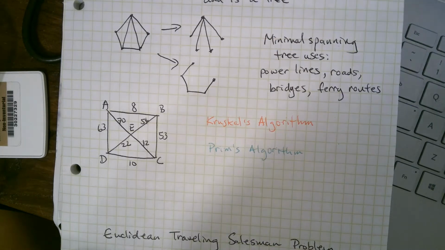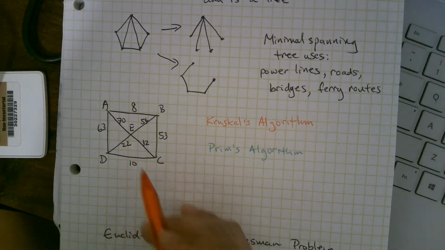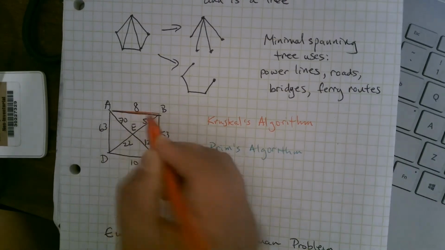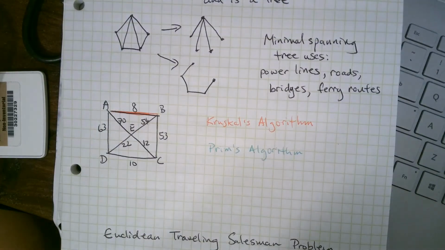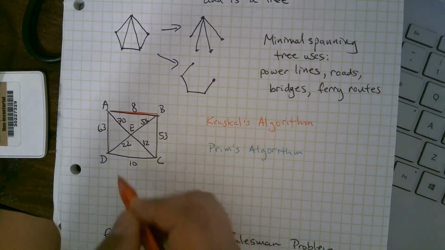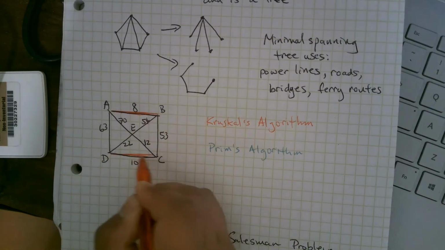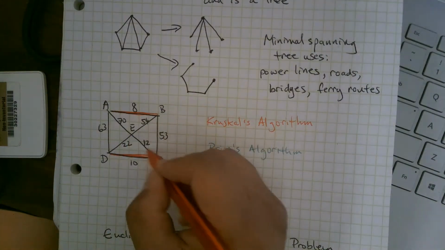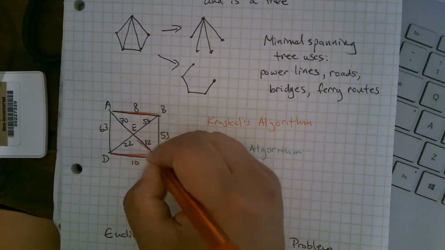Kruskal's algorithm, we just start small, and we add the edge if it doesn't form a circuit with something that's already there. So what does that mean? The smallest edge is 8. We don't have anything yet, so that certainly can't form a circuit. The next biggest edge is 10. That doesn't form a circuit with what we already have, so we'll add that. Next biggest edge is 12. Also doesn't form a circuit, so we'll add that.